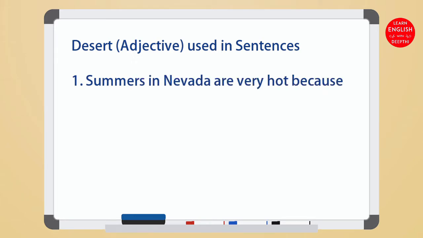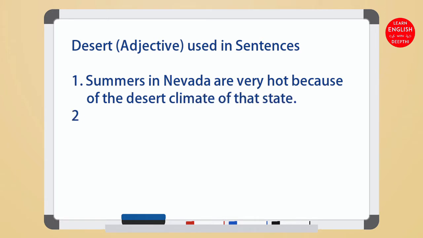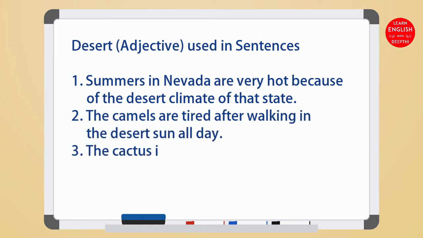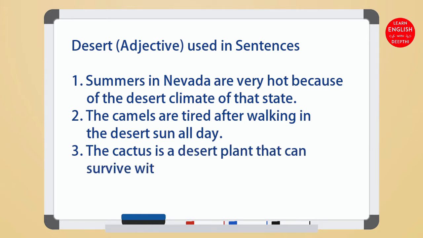So here the meaning is that the climate of that state is very hot and very dry like that of a desert. That is why we say desert climate. The camels are tired after walking in the desert sun all day. Desert sun means the very hot blazing sun.